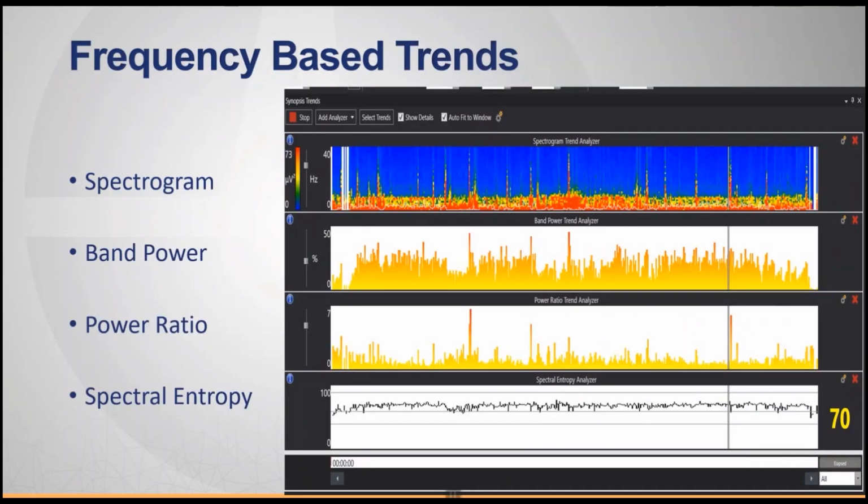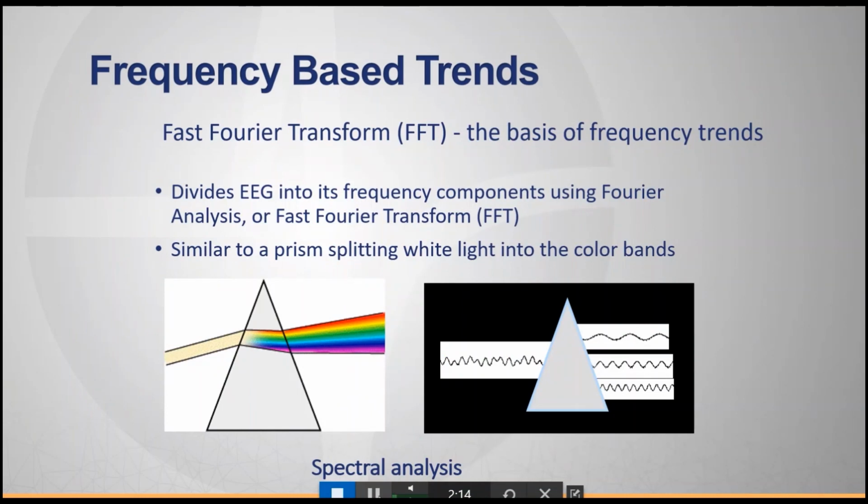Now, the frequency-based trends include the spectrogram, band power, power ratio, and the spectral entropy. Essentially, all of the frequency-based trends are dependent on the Fourier transform. Fourier transform is a way of converting the time domain information, that's the raw EEG, into frequency domain information, which is the frequency spectra. If you look at the raw EEG, it's pretty polymorphic. It contains lots of different frequencies and lots of mixed frequencies.